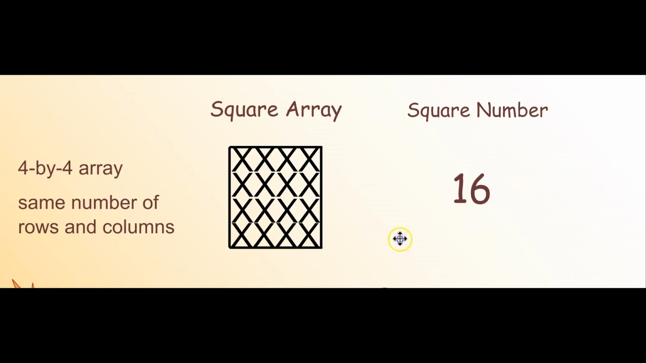This type of array is called a square array because the array forms a perfect square. It has the same number of rows as it has columns. 4 rows, 4 columns. Since this array forms a square, the total number inside this array, which is 16, can be called a square number. 16 is a square number.